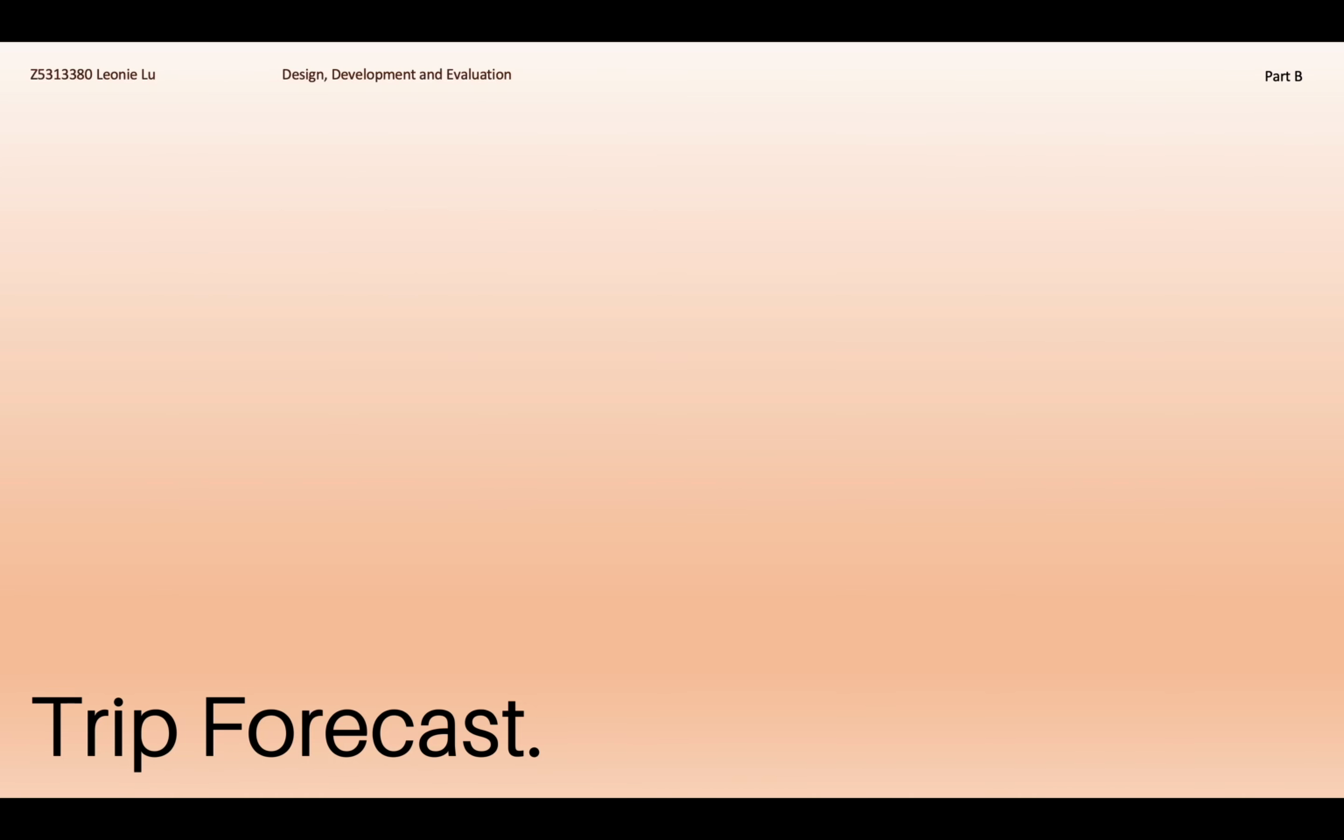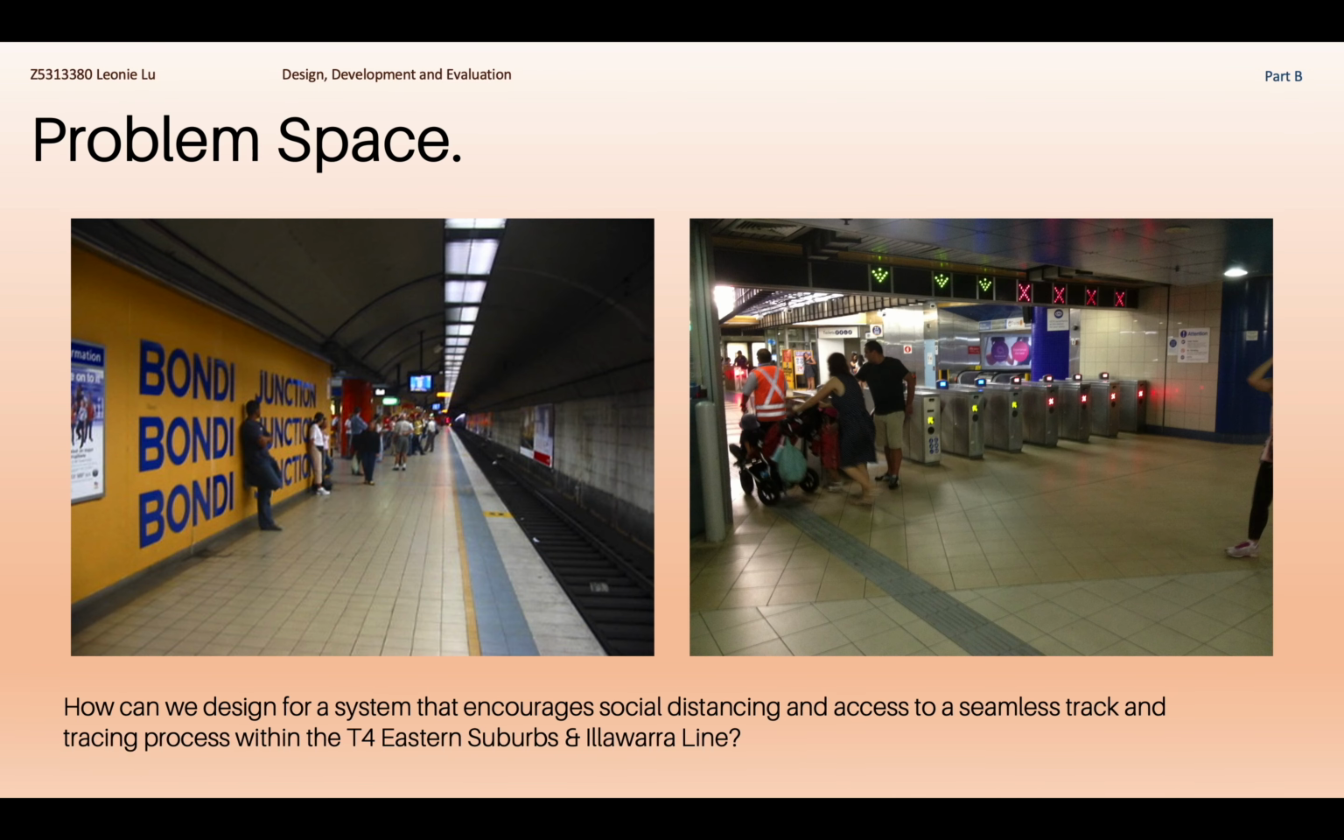Hi, this is my Design Development and Evaluation Part B assessment. My refined problem space explores how we can design for a system that encourages social distancing and access to a seamless track and tracing process within the T4 Eastern Suburbs and Illawarra line.